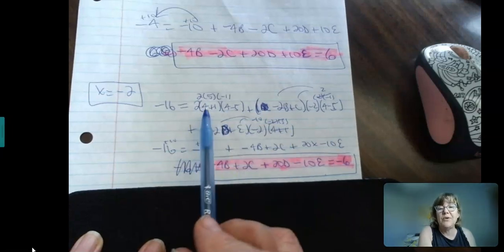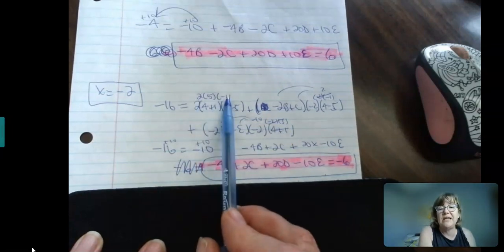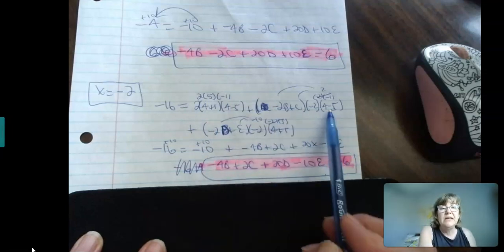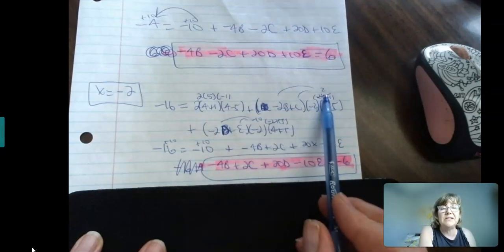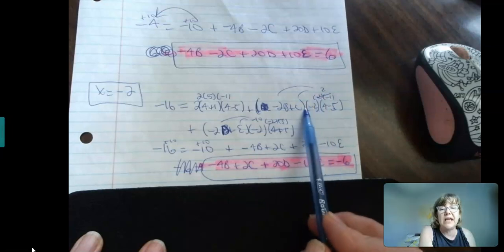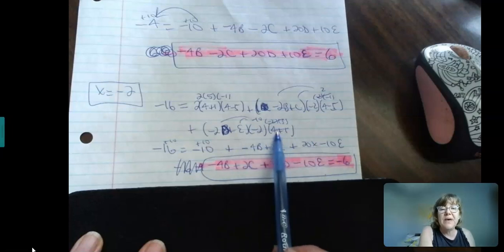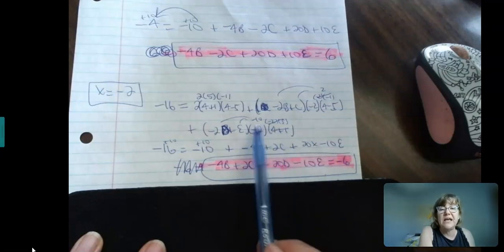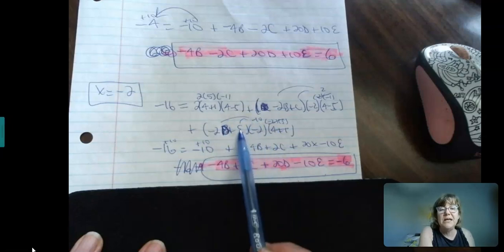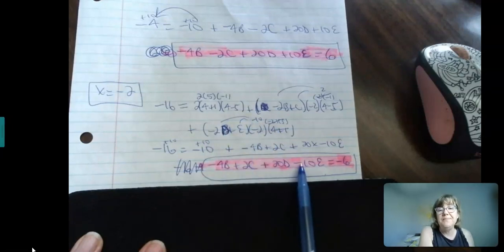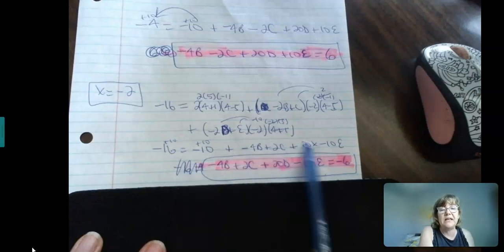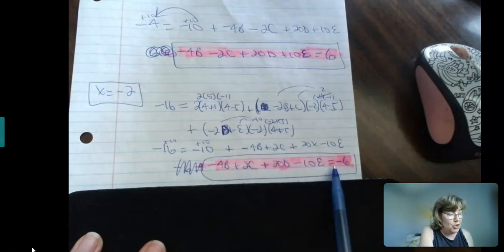Now I went ahead and multiplied. 2 times 5 times -1, that's a -10. Here, -1 times that is a +2, and I distributed. So -4b, or +2c, sorry. Same thing over here. I did this math, and I got a -10. Distribute +20, -10e. Add the 10 to both sides. I got -6 equals all this stuff. And again, I brought that over. That's my third equation.